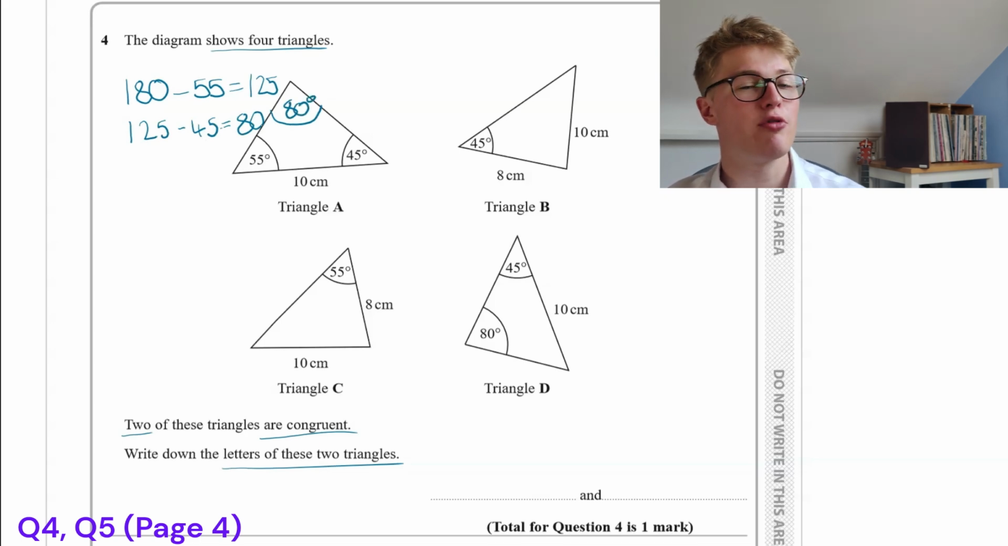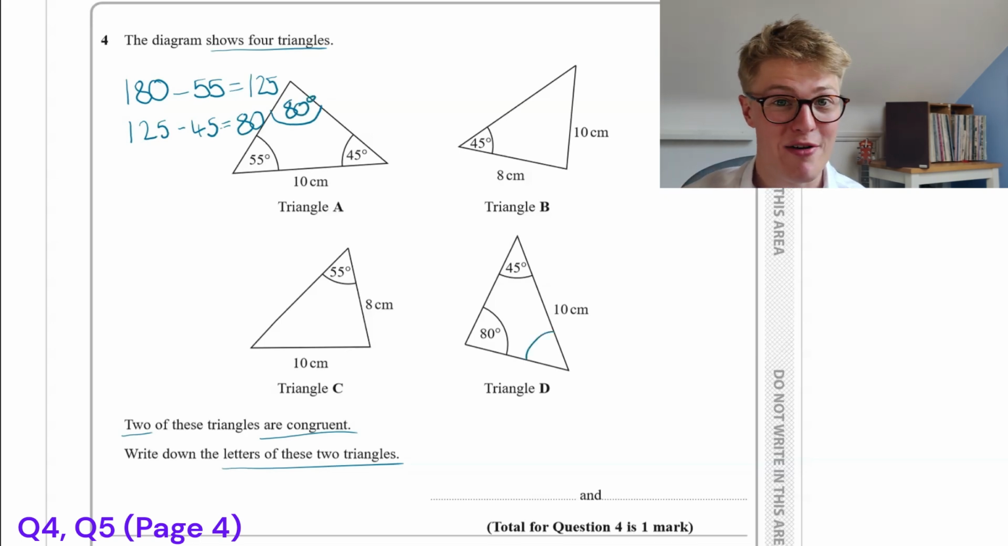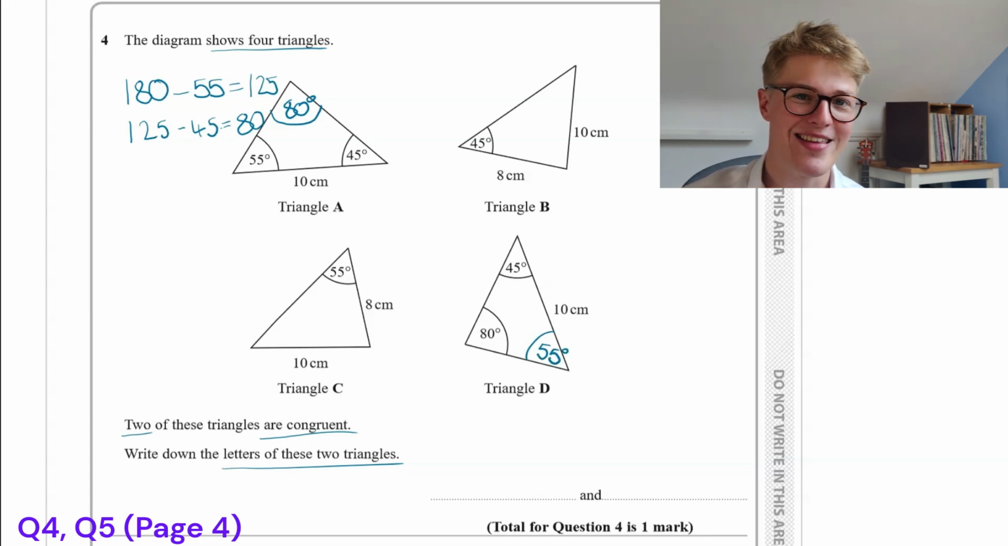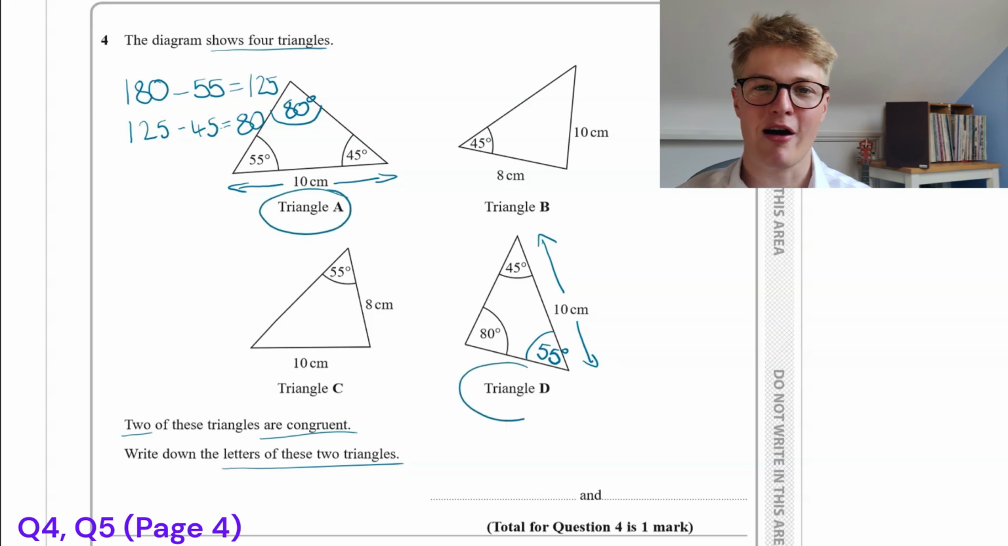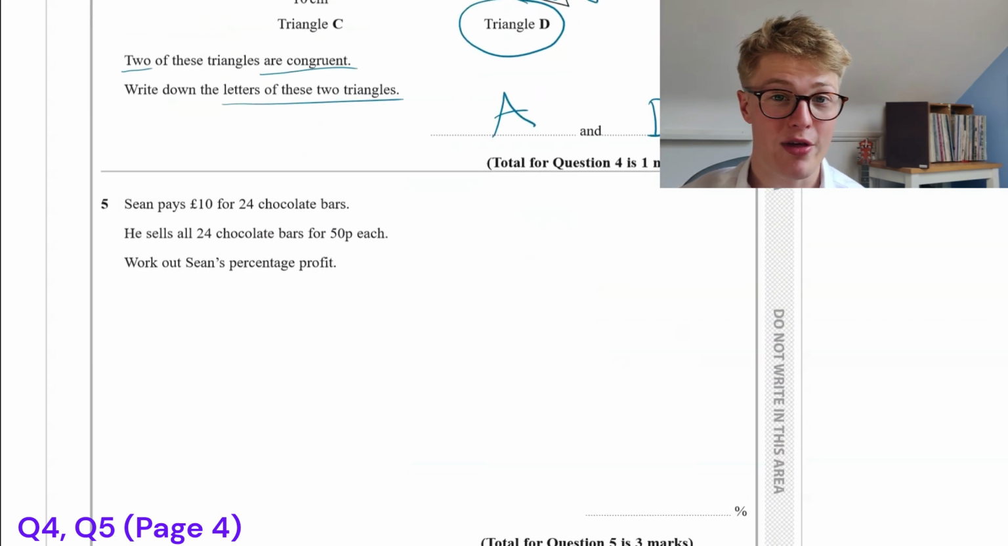We can see therefore that in triangle D the missing angle is going to be 55 because we already have 45 and 80 already. So because they all have the same angles and the length of 10 centimeters lies on the same side for each of the triangles, they are congruent.